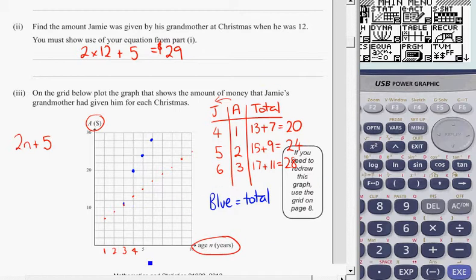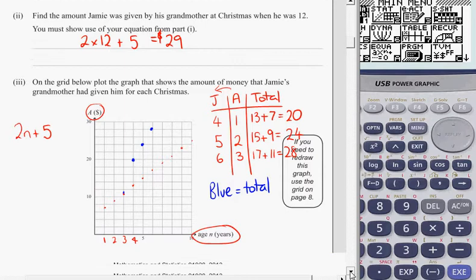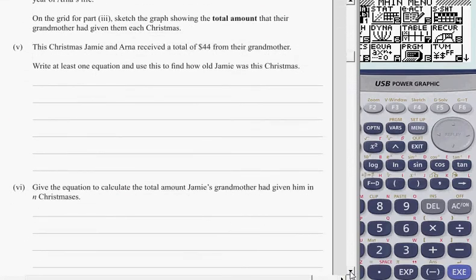Right, let's try the next part of the question. This Christmas, Jamie and Anna received a total of $44 from their grandmother, so 2n plus 5, that's for Jamie's age, plus the amount that Anna got. Now she got 2 times, now her age is n minus 3 because she's 3 years younger than Jamie. So if you're using n for Jamie's age, Anna must be 3 years younger, and then we need to add 5 onto that. And altogether it came to 44.